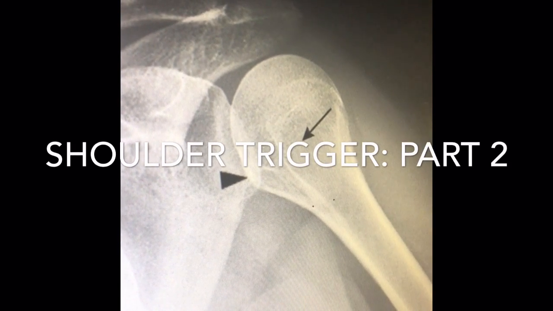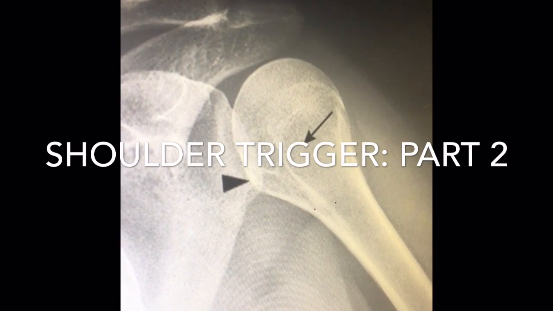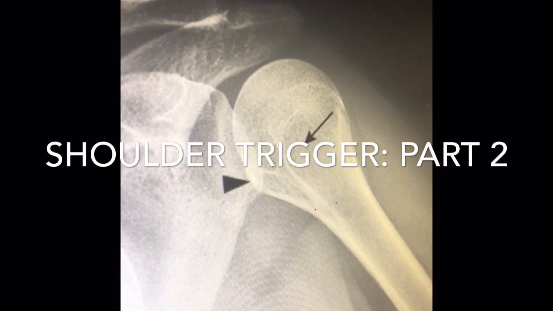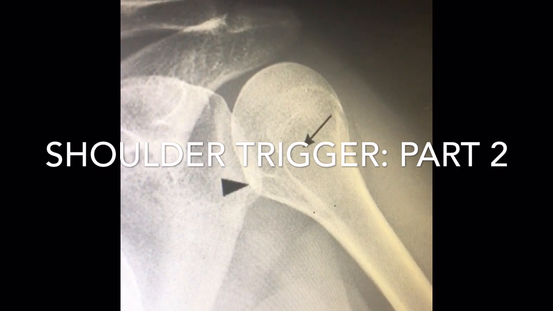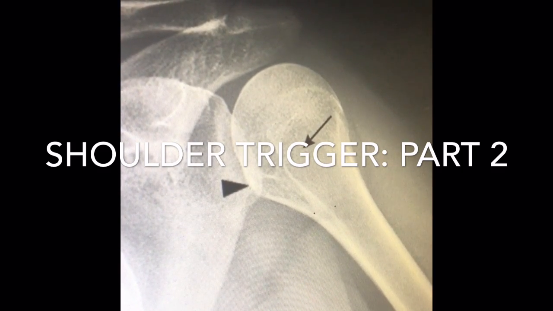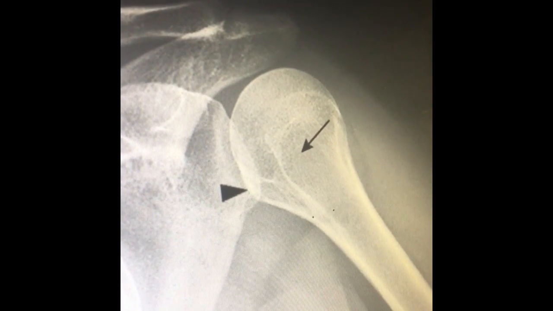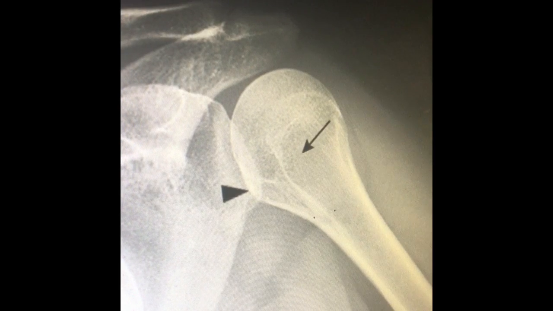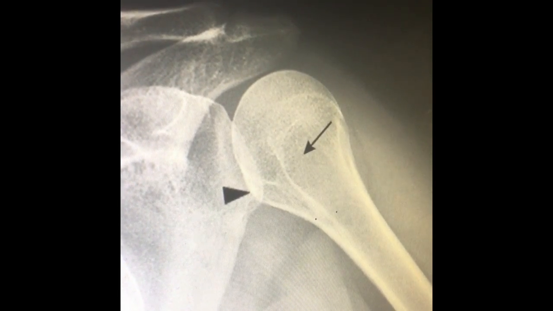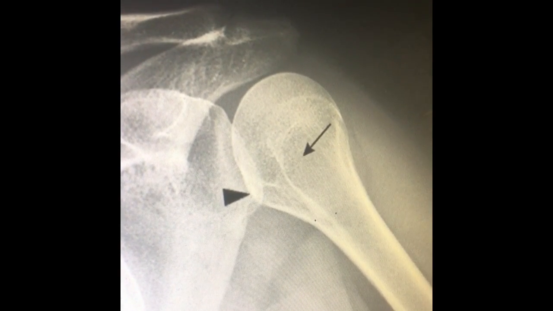Okay, moving along towards the second part of my shoulder trigger, I'll be going over evaluation criteria for each image demonstrated, as well as ballpark technique. I'll be starting off with the AP shoulder projection with internal rotation.